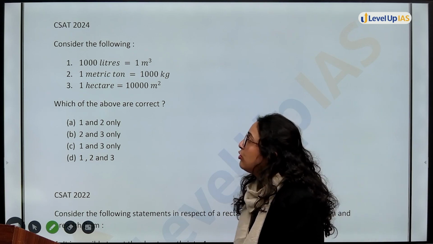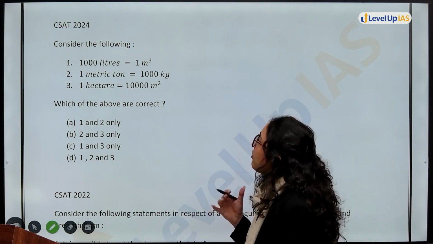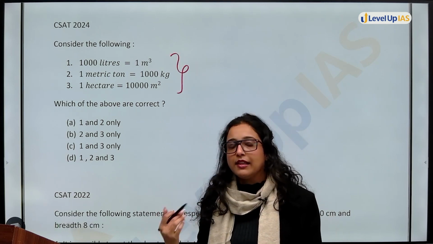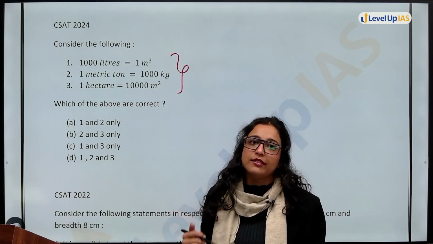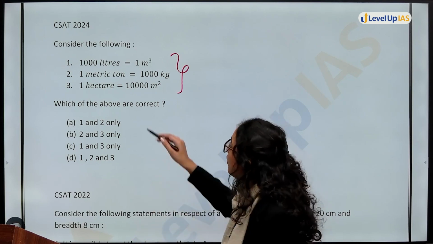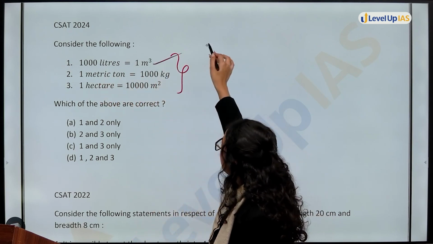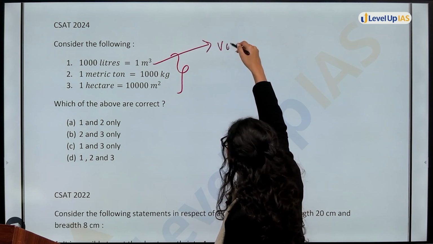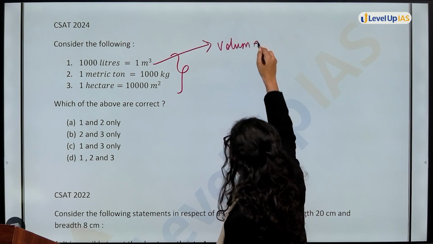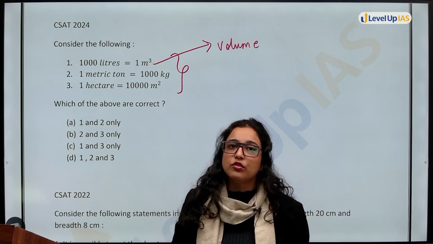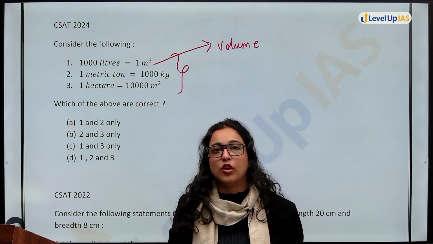You simply had to know the conversions, but why were these units being asked? Now in analysis we ask ourselves, why this question? 1000 liters is equal to 1 meter cube. This is for volume. These are the two major units that we use to measure volume, right?